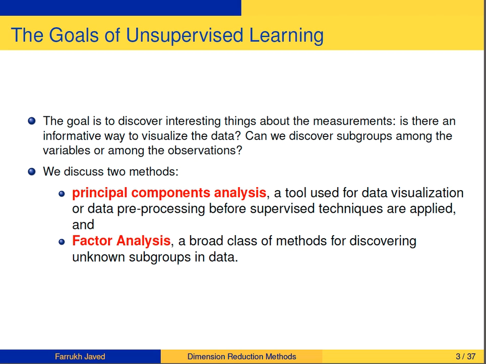So before running a supervised technique, we run some sort of unsupervised learning method as pre-processing of the data. Once we are done with that pre-processing, we use that result for our supervised techniques, whatever they can be: regression, logistic regression, discriminant analysis, classification, whatever. Factor analysis is another method, a broad class of methods for discovering unknown groups in the data. Do you see a common factor in all the variables in the data? If so, we try to identify that common factor, and that's what we do through factor analysis.